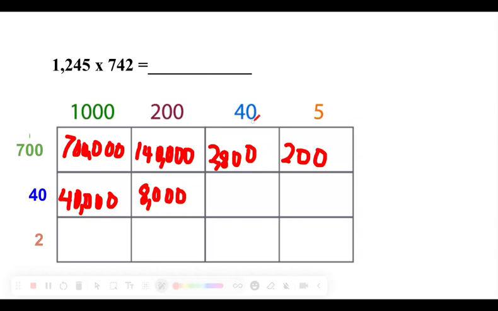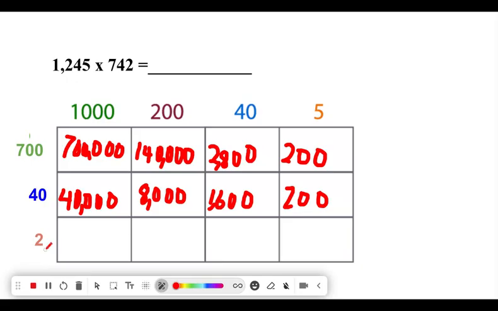Now 40 times 40. First digits only. 4 times 4 is 16. I write 16. How many zeros? 1, 2. So 40 times 40 is 1,600. Put my little comma. Now 40 times 5. 5 times 4 is 20. How many zeros are there? There's only 1 in 40. So I write the 0. So 5 times 40 is 200.